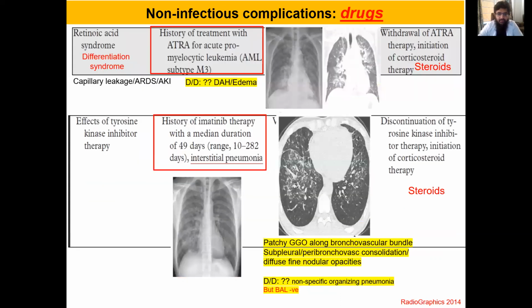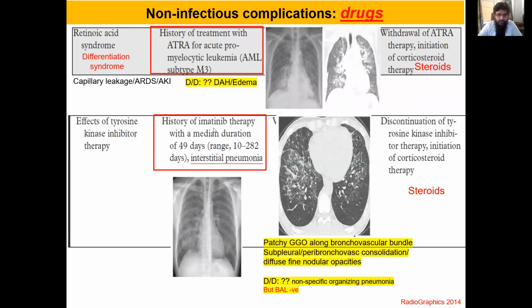The other non-infectious complications could be secondary to drugs, which can present similar to edema or hemorrhage, but the history of drug intake and drug therapy gives us a clue to the underlying diagnosis. As it happens in differentiation syndrome, secondary to retinoids for acute promyelocytic leukemia, which can present similar to diffuse alveolar hemorrhage or edema, but the history of retinoid before the presentation gives us a clue to the diagnosis. It's important to know the diagnosis to guide the underlying treatment. As in this case, we can stop the drug and start steroids for a better outcome.